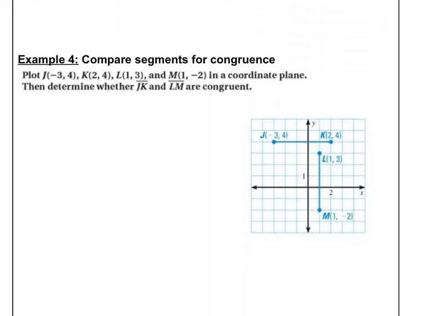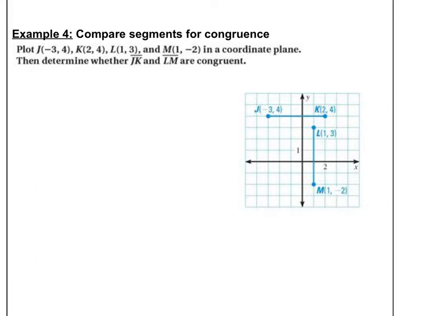All right. And last but not least, example number 4. Compare segments for congruence. So there's 2 ways to do this. There's the long way and there is the short way. I am okay with either way as long as you can get the correct answer. It does not matter to me. So you are given 4 points here. You have J, K, L, and M. And what they are asking you is they want to know if JK, so from this point to this point, is the same as this point to this point, LM. They want to know if the distance is the same.